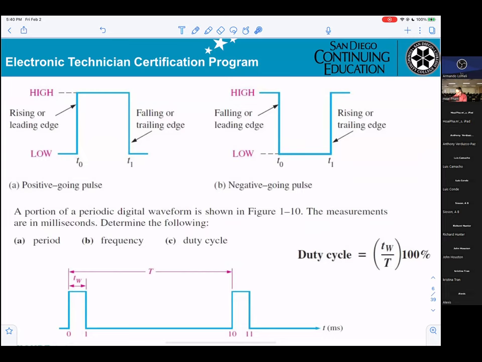Pulse, is that only one? It'll go up and go down. And this is the opposite, a negative-going pulse. It's high, then it goes to zero, and then goes back up to high, okay? This one they call a falling or leading edge. This one will be a rising or trailing edge, okay?